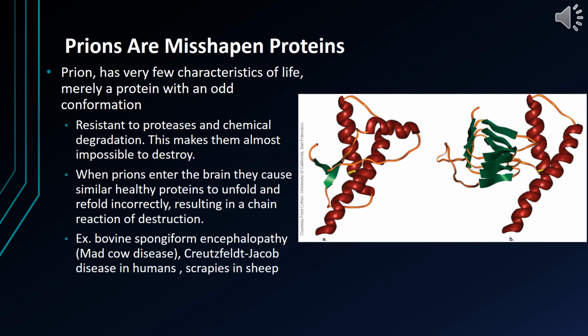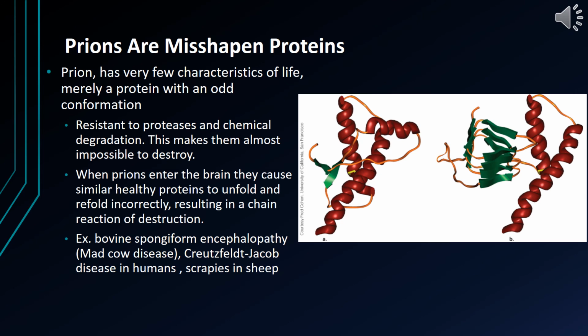The last class of pathogen are prions, which are essentially just misshapen proteins, and they have even fewer characteristics of life than viruses. And this is because they are merely a protein with an odd conformation. However, what makes prion diseases so terrible is that prions are resistant to proteases and chemical degradation, which makes them almost impossible to destroy. And degradation is just the process by which we cause a protein, or in this case a protein particle, to lose its functional shape and then lose its function, in the case of prions, lose its ability to cause disease.